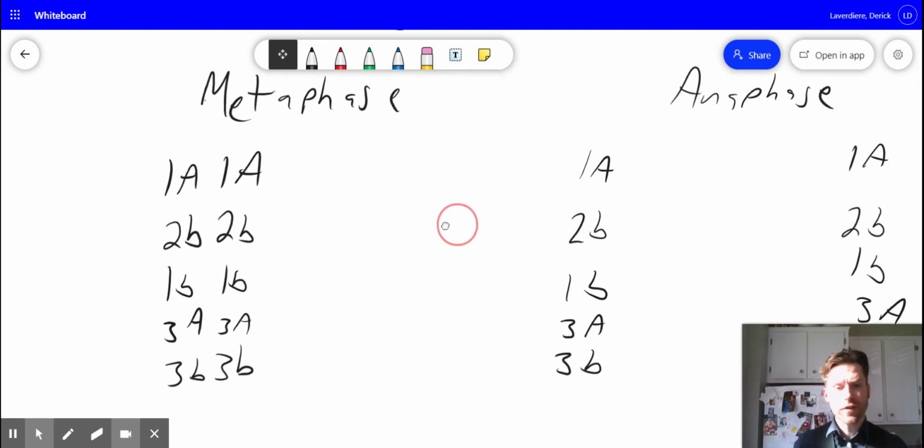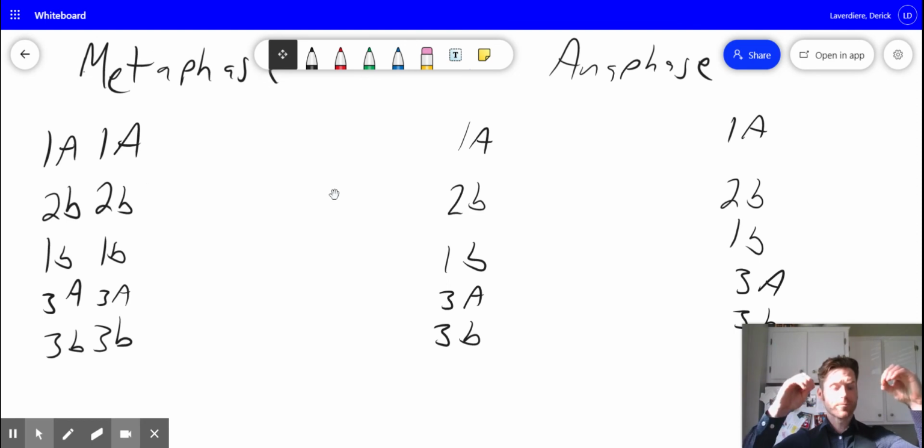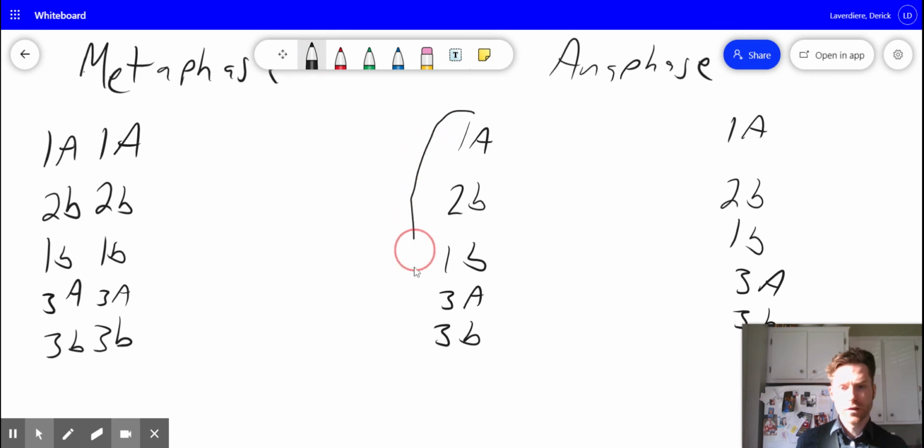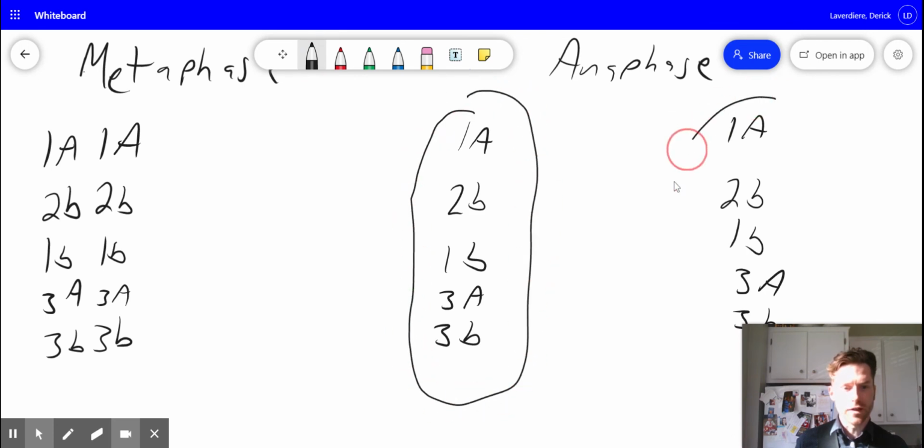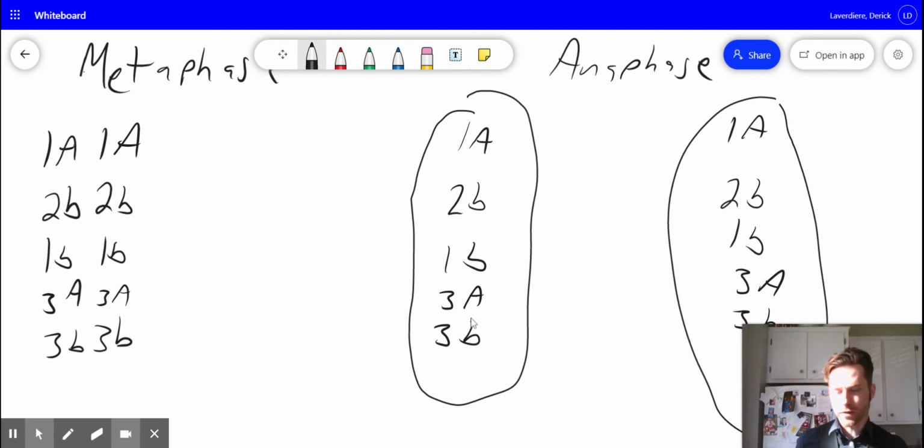Because anaphase is just pulling the sister chromatids apart, and then both daughter cells are going to end up with a full copy of the DNA. So they have 2 copies of 1, they have 2 copies of 2. If I had done this right, I forgot to put 2A in here. Dummy Mr. Lavadier. All right, so here's 2A. And 2B. 2A, 2A. Cool. All right, so they have 1, 1, 2, 2, 3, 3. It has all the DNA.